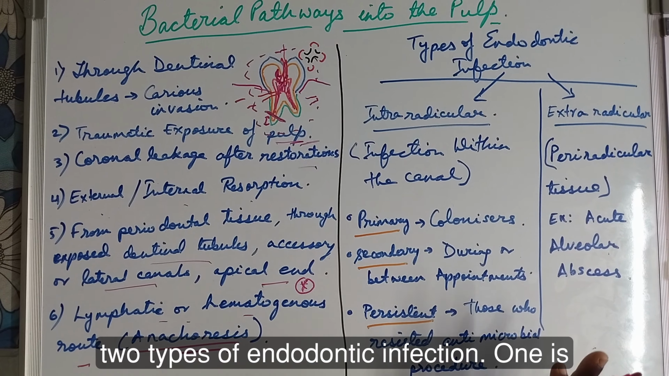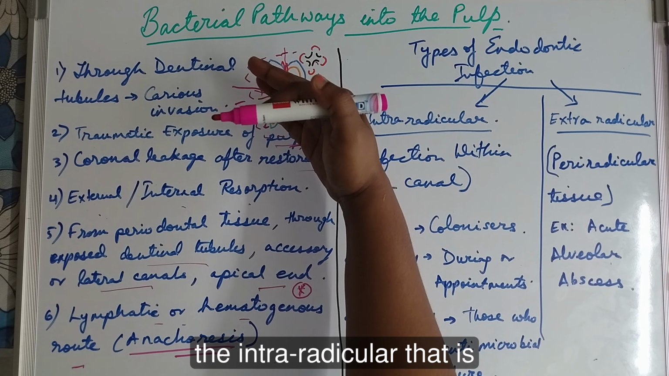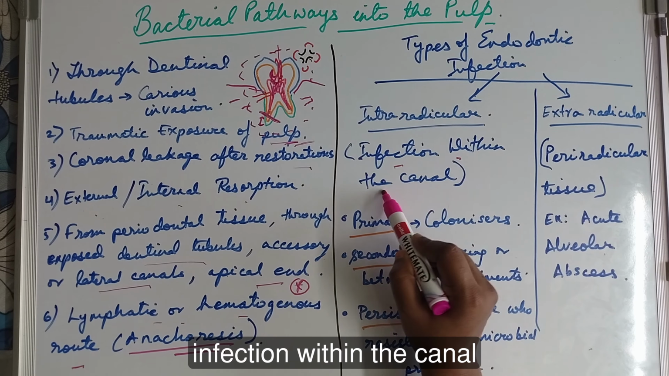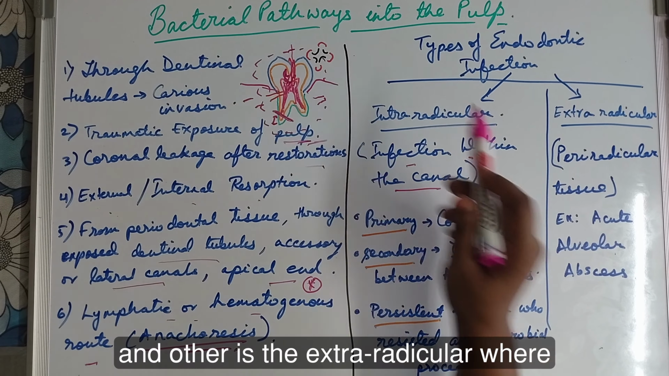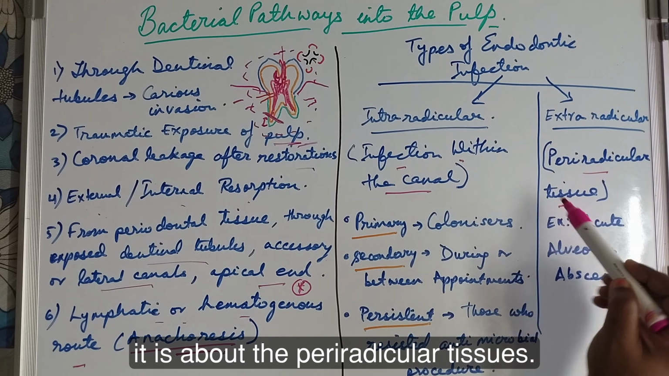There are two types of endodontic infection. One is the intraradicular, that is infection within the canal, and other is the extraradicular, where it is about the periradicular tissues.